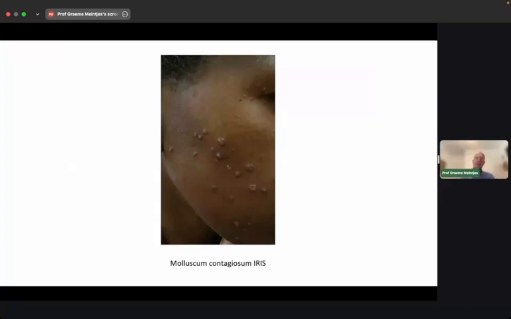And then finally, there are a number of skin conditions that can worsen due to IRIS. And this is just one young woman who might have had some mild molluscum that was missed, but she started ART and then presented with a florid molluscum rash in the first few weeks of ART, and we labeled this as molluscum IRIS.